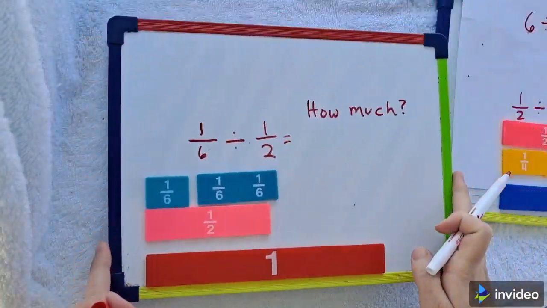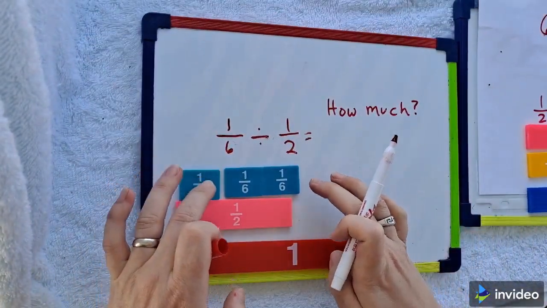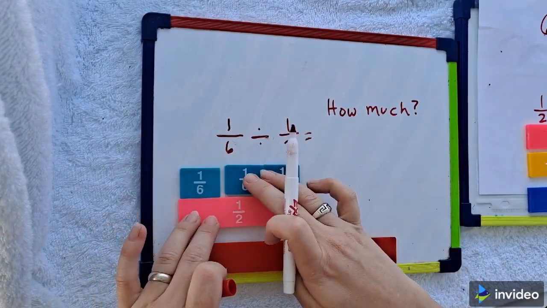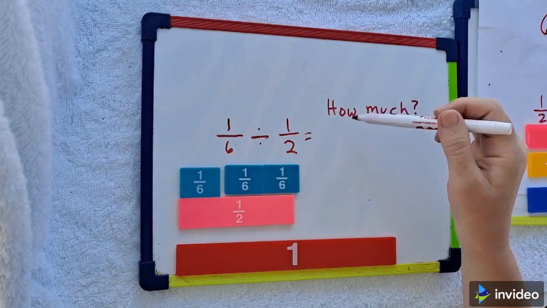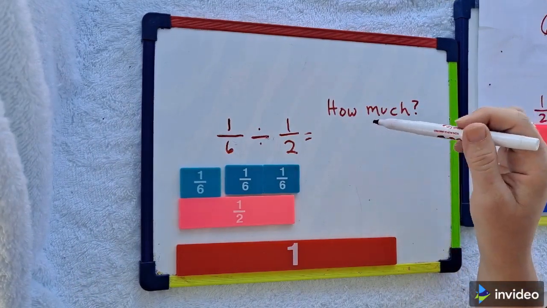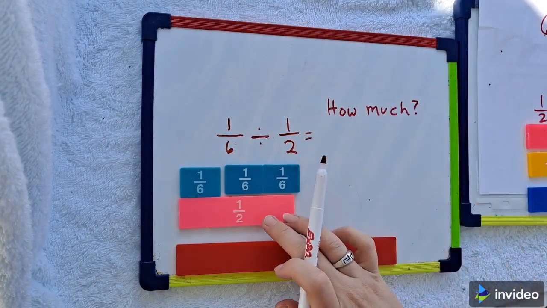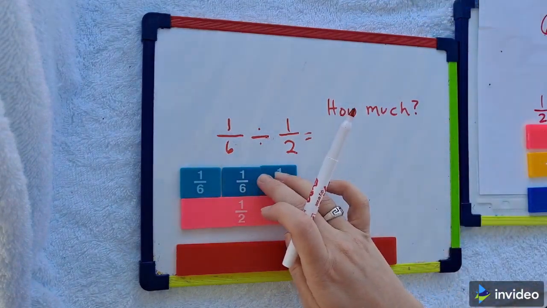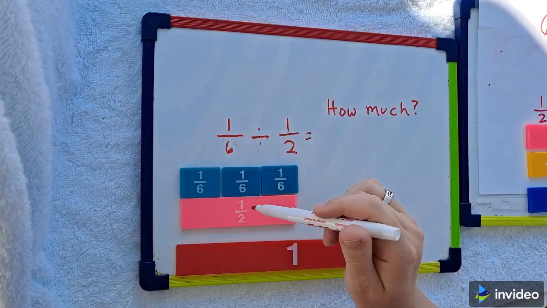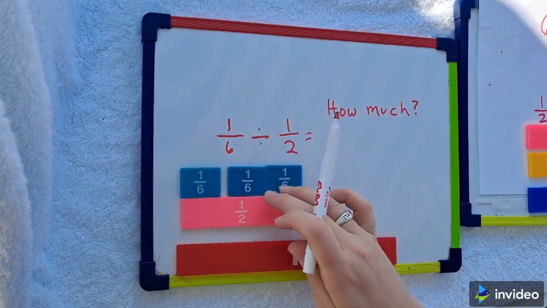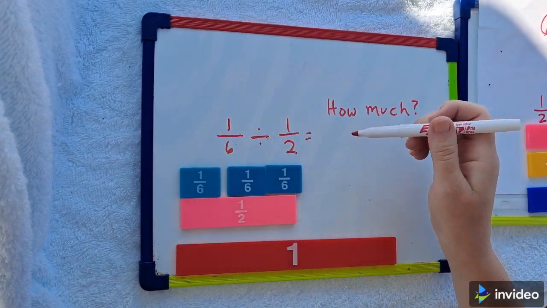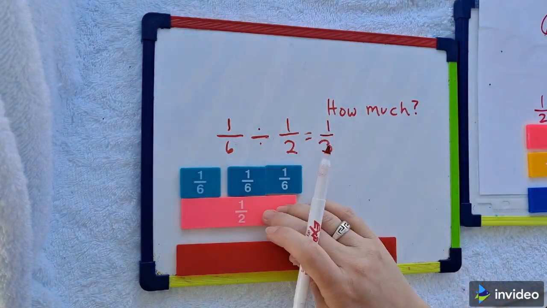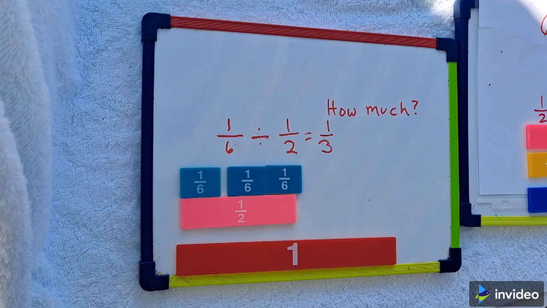Now, when you're dealing with a smaller fraction, here 1/6 being divided by a larger fraction 1/2, you're asking, how much can I make, right? How much can I make of this 1/2? And what you can see here is we have the 1/6, and I can make 1 out of 3 equal parts. So I can make 1/3, right, of this half.